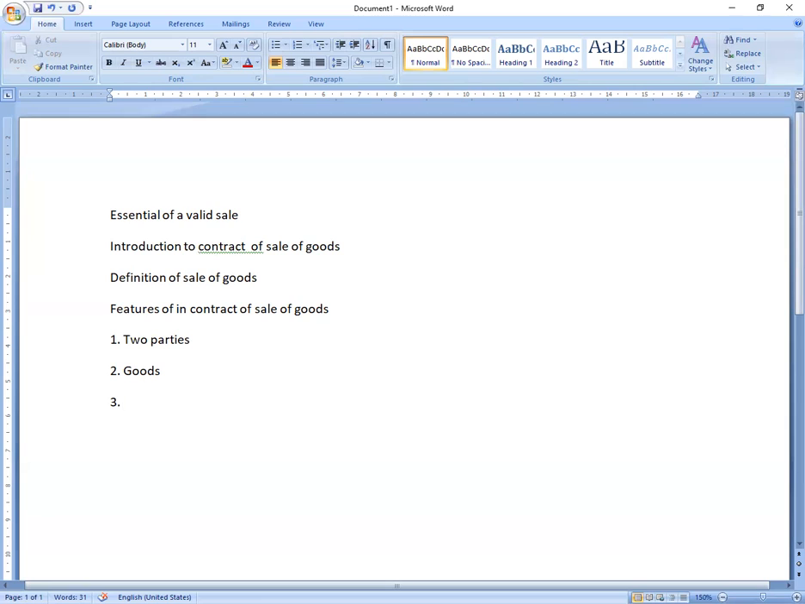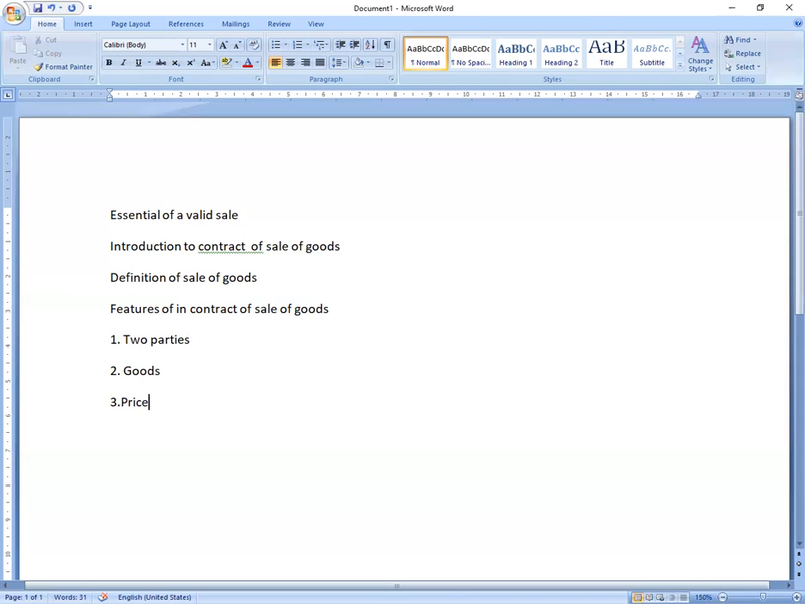Third, price. The consideration for the contract of sale is called the price. It must be in money. When goods are exchanged for goods, it is not a sale but a barter. However, there is nothing to prevent the consideration from being partly in money and partly in goods.